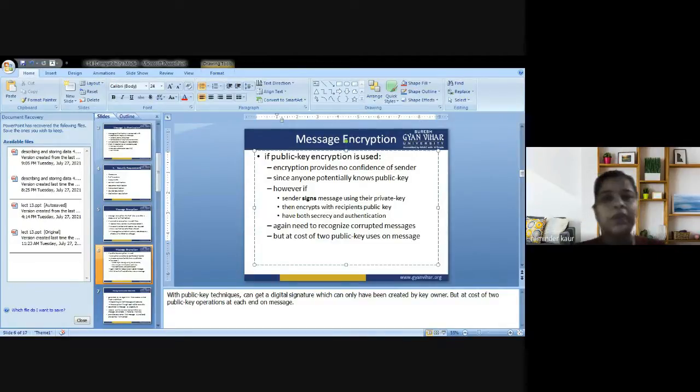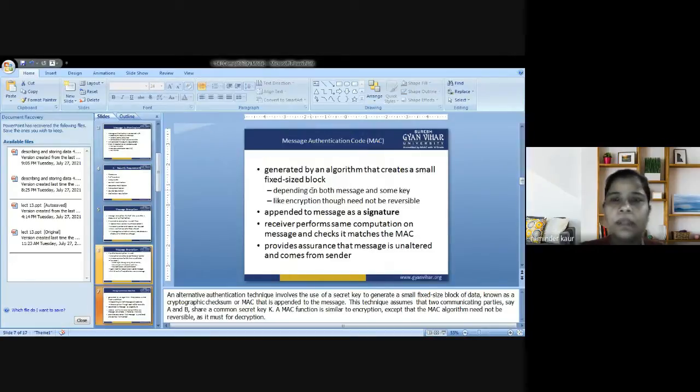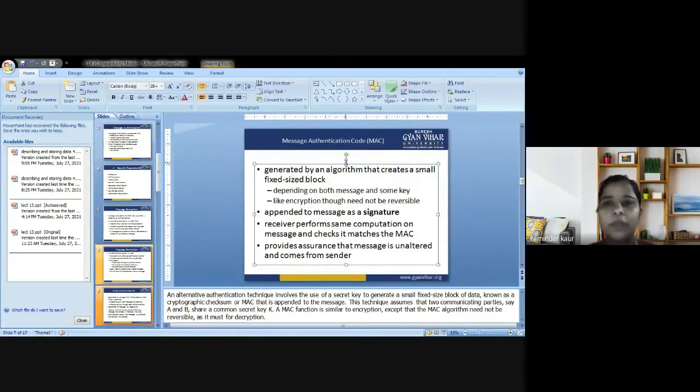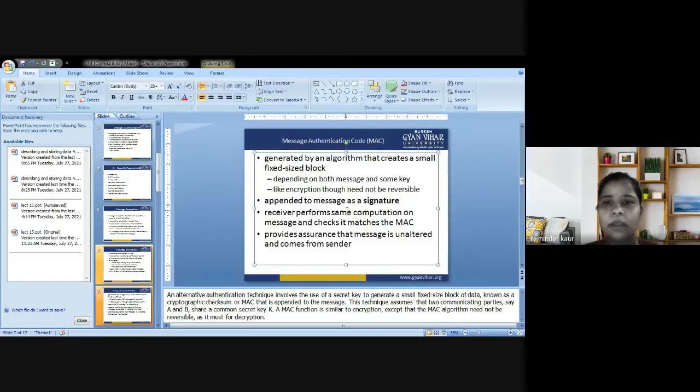So what is basically message encryption? There are more things added to it. If public key encryption is used, encryption provides no confidence of the sender, and anyone can know the public key. However, if the sender signs the message using their private key and then encrypts with the recipient's public key, they have both secrecy and authentication. Next is the MAC function that we are going to discuss. What is basically MAC here? We will discuss the MAC in detail.